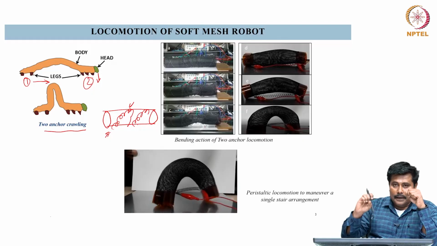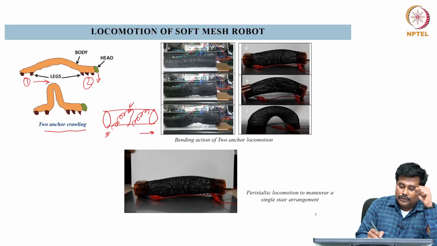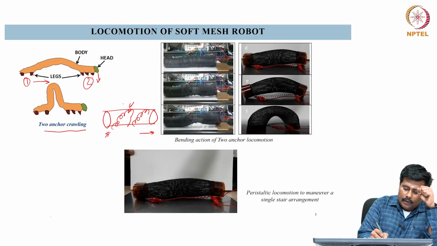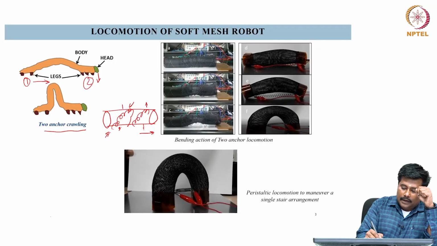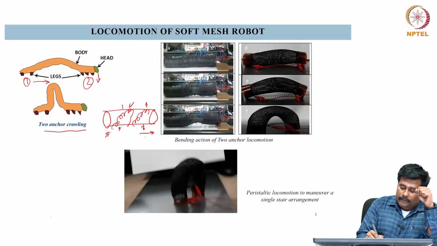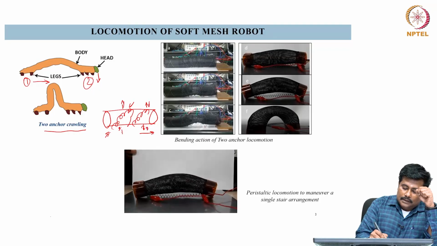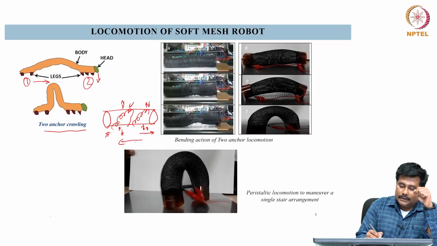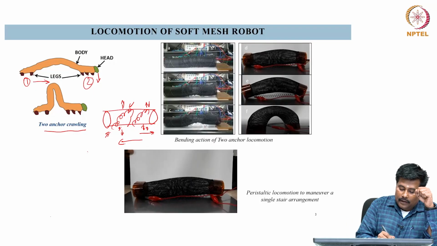This diametrical change in the structure is helpful for a forward locomotion. Once this diameter gets reduced and this diameter gets increased, appropriately we get a positive direction. Similarly, once this diameter gets decreased and this diameter gets increased, we get a negative direction. Such locomotion we call peristaltic locomotion.